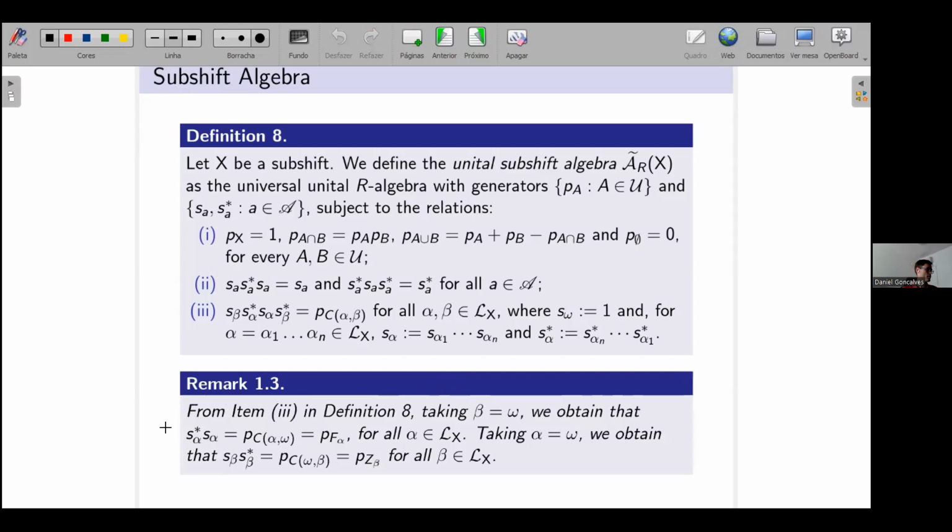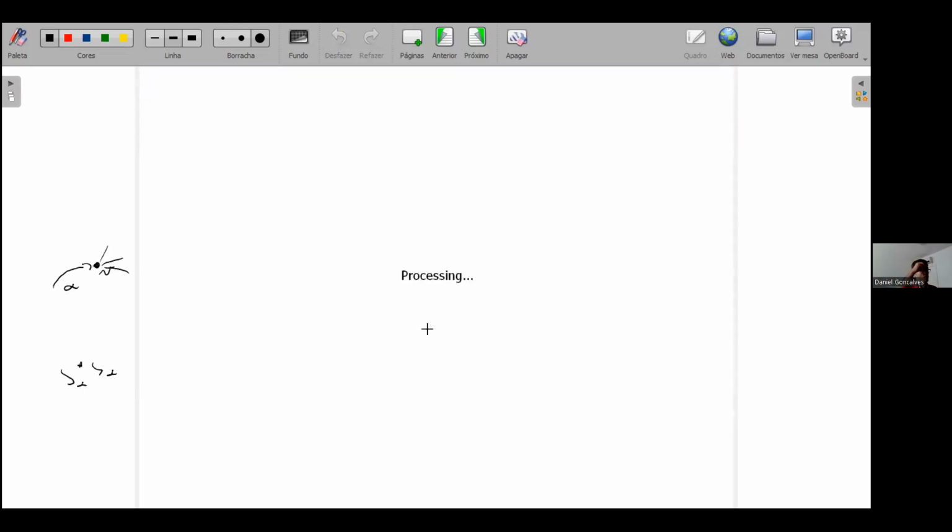Okay, so this is just a comment that if we do S alpha star S alpha, you get the projection of the follower set of alpha. If you're in a Leavitt path algebra and you just get alpha here and you get a vertex, S alpha star S alpha is just the projection of the range of alpha, which is really the projection of the follower set of alpha. So this agrees with the usual definition of Leavitt path algebra. Okay, so this is the algebra.